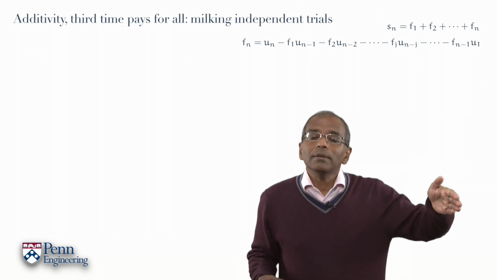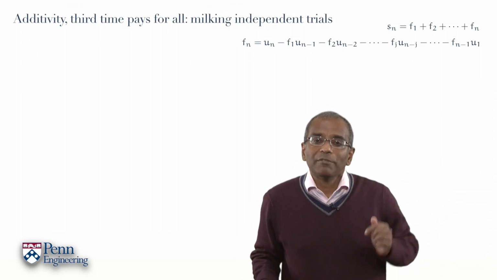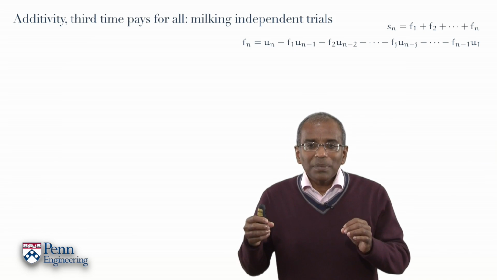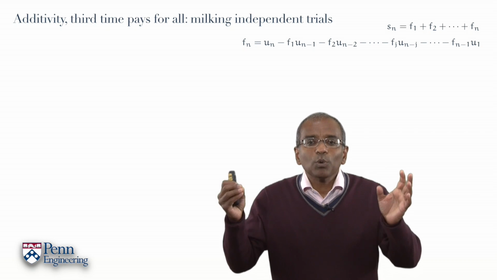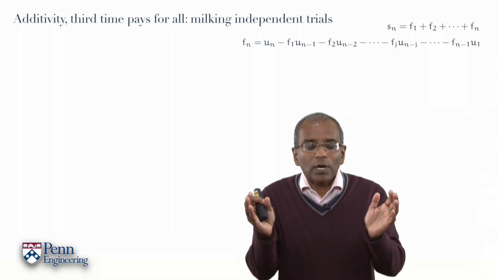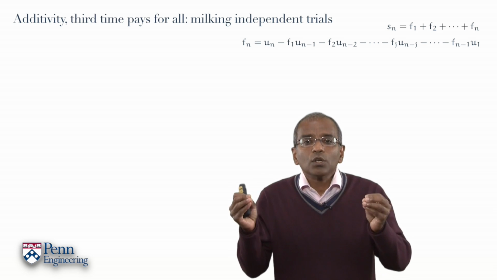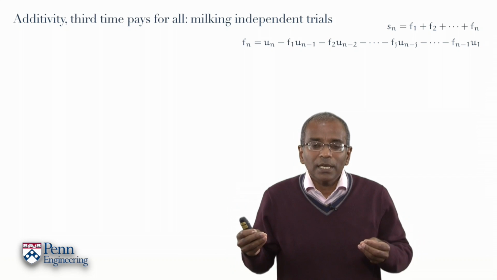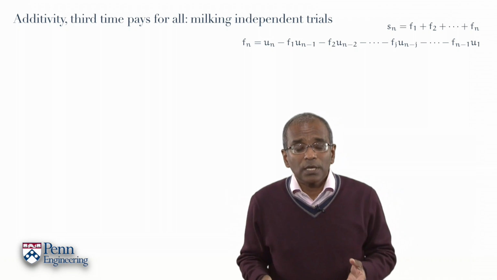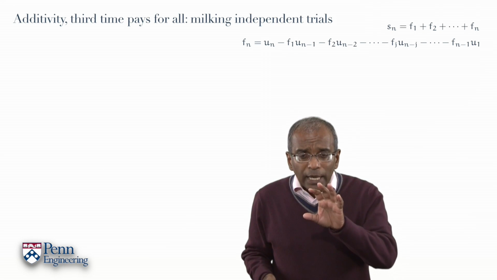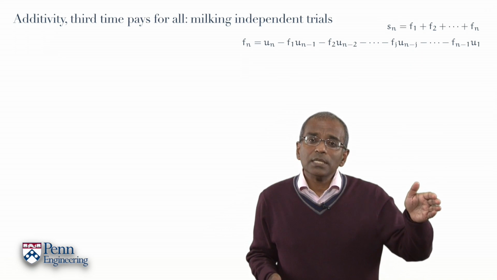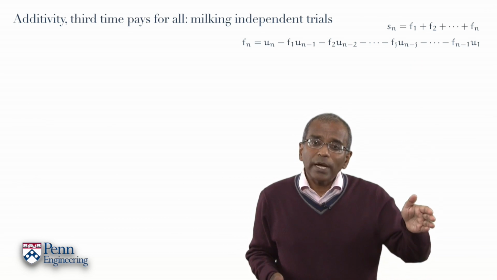If I can compute un for any n, then I can compute the f's. This looks even harder. But an appeal to additivity, just one more time, third time pays for all, will settle it for us. And at the heart of this excursus of additivity is a key appeal once more to the fact that we're dealing with independent trials.